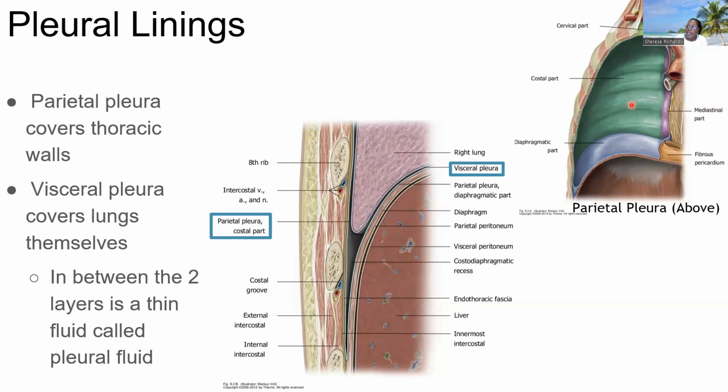Now, if we do have air entering this space, that can become problematic. That can lead to a separation of these two layers and a collapsing of the lung. So it's extremely important to maintain that layer and prevent interrupting it or introducing air into the pleural cavity, because that can compromise respiration.